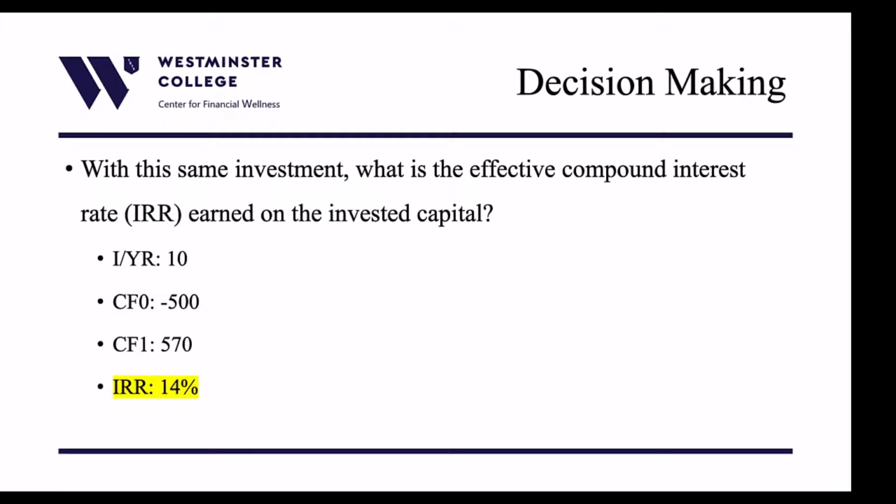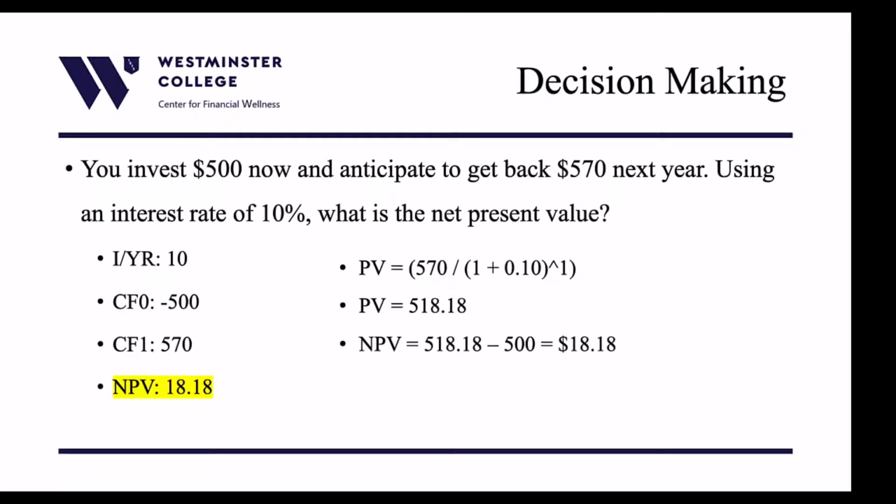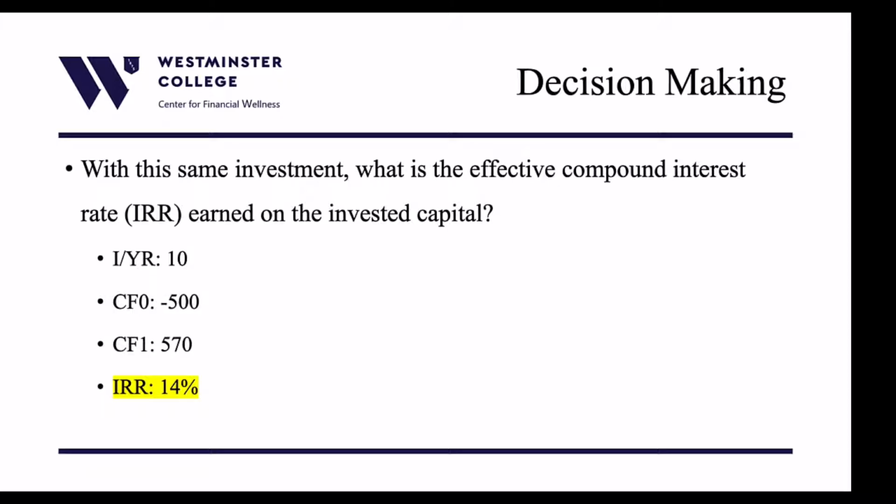With this same investment, what is the effective compound interest rate, or IRR, earned on the invested capital? So without doing anything else, I'm just going to click the red down arrow and then click the IRR button, and we'll see that the IRR for this investment is 14%. And this is larger than the interest rate that we used of 10%. And this also shows that our NPV is positive and our IRR is larger than our interest rate, meaning we should do the investment.